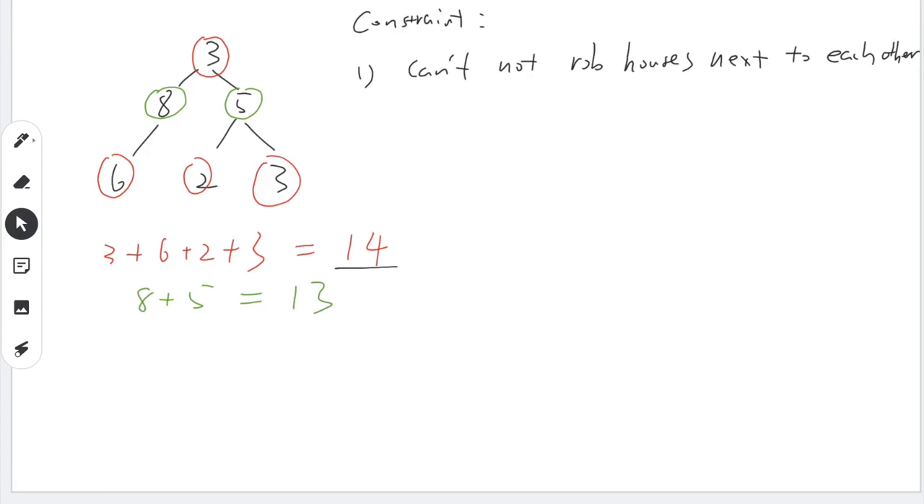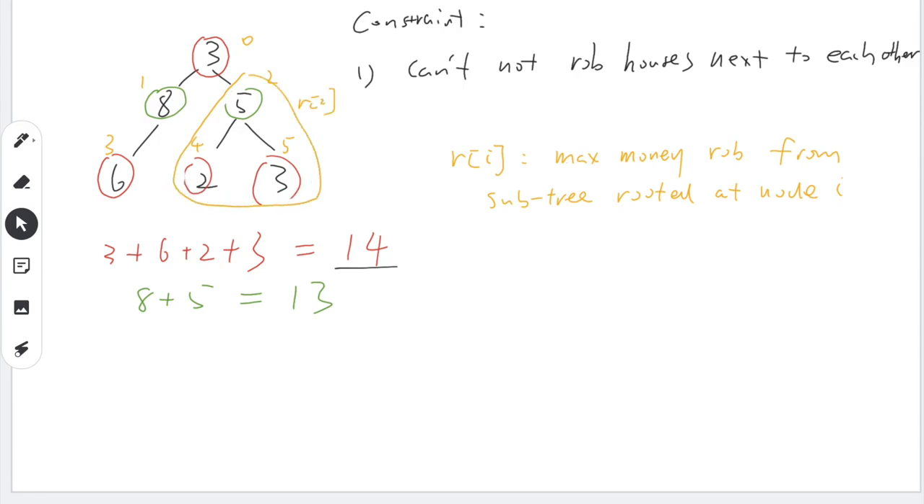So let's derive the inference function for this dynamic programming problem. Let's first index each node in this example from 0. So node 3 will have index of 0, 8 will be 1, 5 will be 2. Let's use Ri to denote the maximum money you can rob from the subtree rooted at node i. For example, R2 is the subtree rooted at node number 2, and R1 is the subtree rooted at node number 1. And R0 is actually the final answer we want.